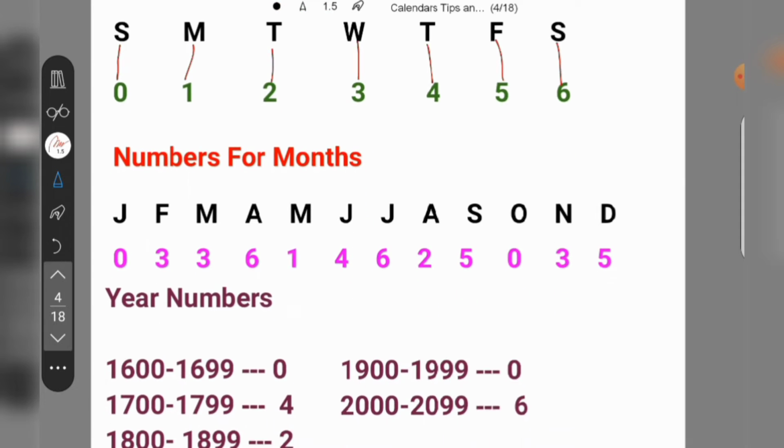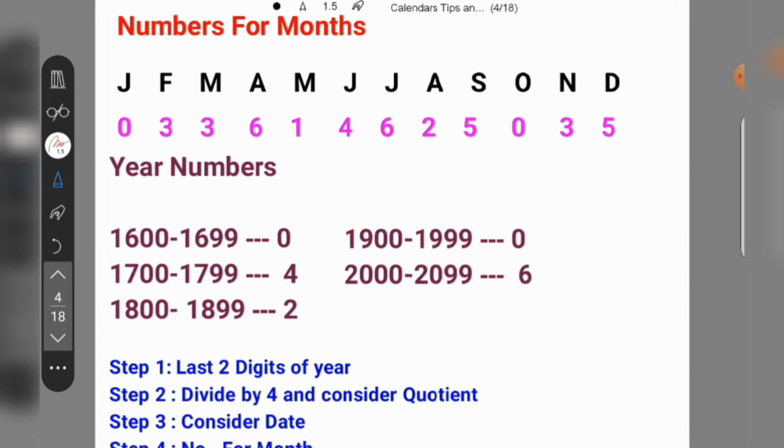Next one is the numbers for months. We have 12 months, right? You can remember it like this. If you consider the first 3 months and the last 3 months, we can see that it starts from 0. So this is 033, and for the last 3 months it is 035. So starting is 033 and ending is 035.